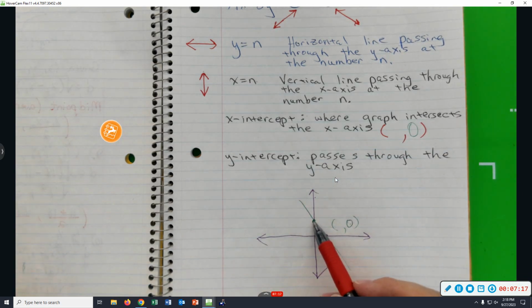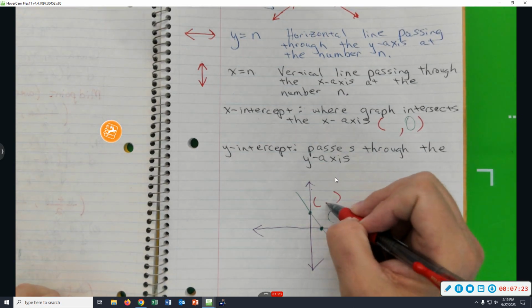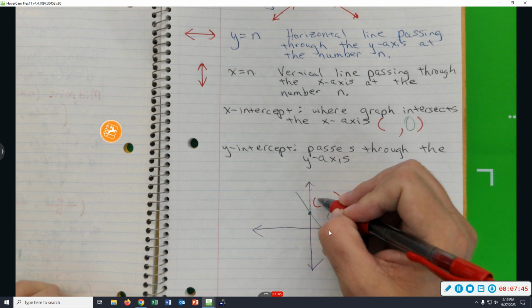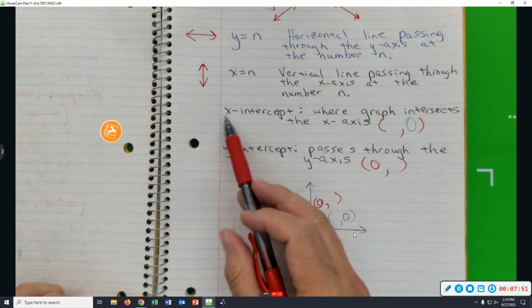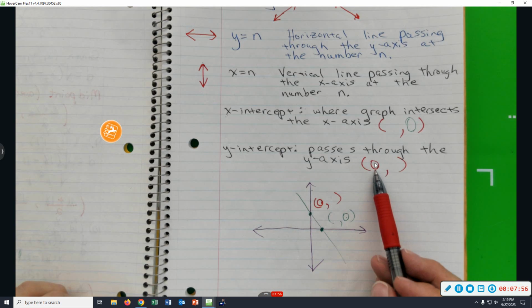Looking at that y-intercept right there. Looking at that ordered pair. We can't go left or right if we're going to stay on the y-axis. So what has to be true about the x-coordinate? To get to this point, we can't move left or right. So x has to be what? 0. Okay. So for the x-intercept, the y value is equal to 0. For the y-intercept, the x value is equal to 0.